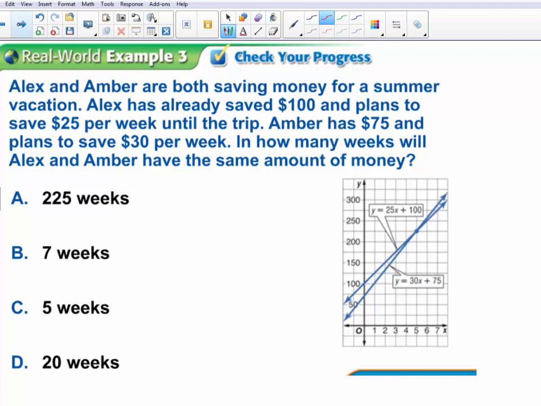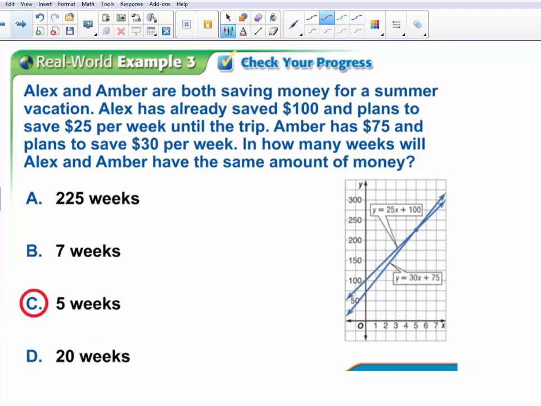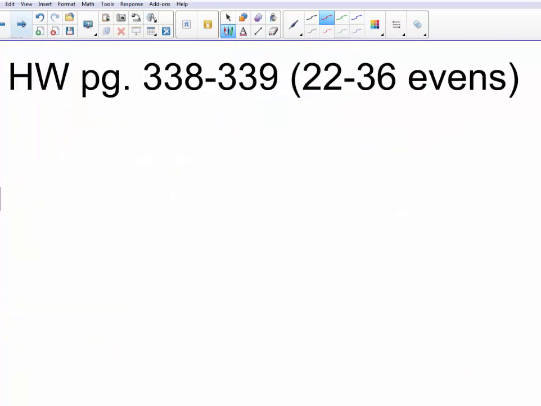Alright, Alex and Amber are both saving money for a summer vacation. Alex has already saved 100, plans to save 25 per week until the trip. Amber has 75 and plans to save 30 per week. So you have a rate of change, how much you're saving per week, and how much you already have. Graph both of those. The graph looks like this. Point of intersection is there. Follow it down, 5, and between 200 and 250 looks like 225. So in how many weeks will Amber have the exact same amount of money? Number of weeks there is 5. 5 weeks.